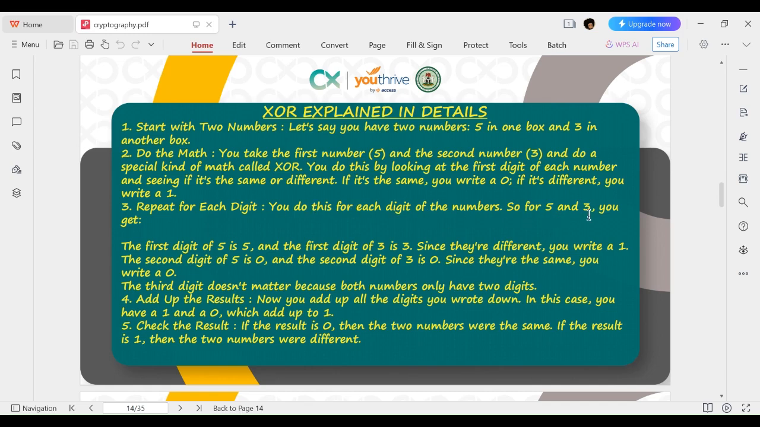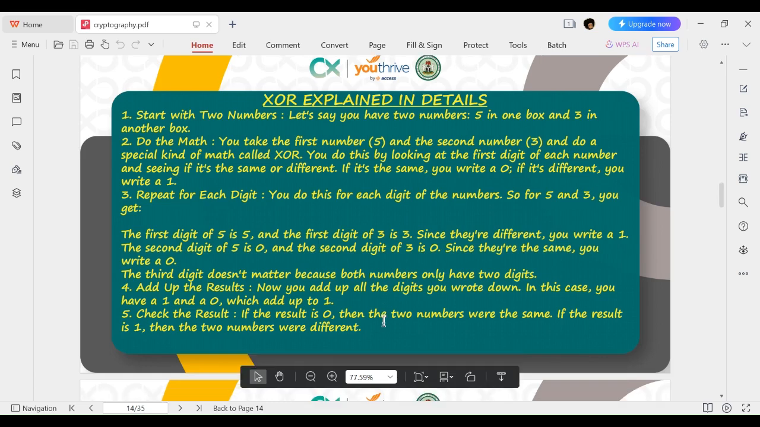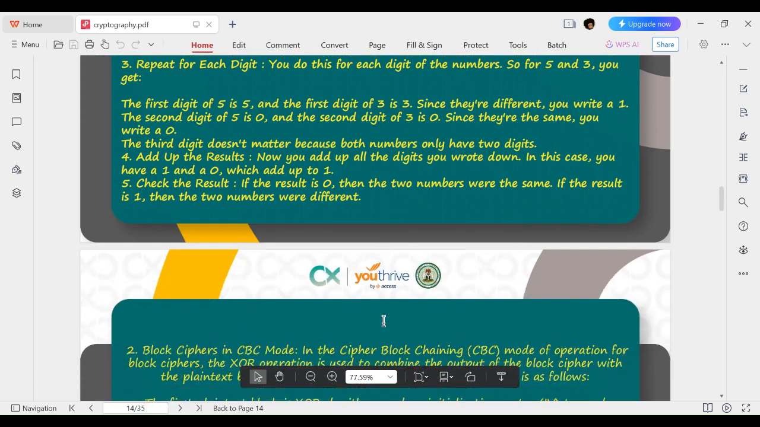So for 5 and 3, the first digit of 5 is 5 and the first digit of 3 is 3. Since they are different, you write 1. The second digit of 5 is 0 and the second digit of 3 is 0. Since they are the same, you write a 0. The third digit, just read it up. We're going to provide the slide.